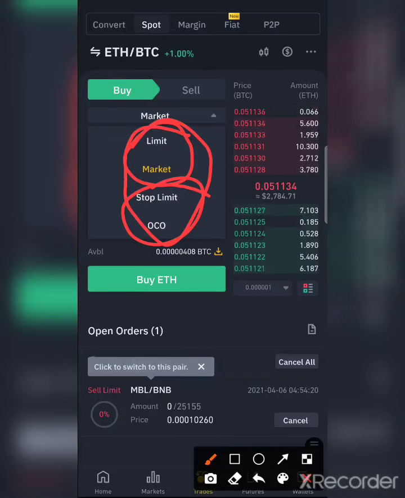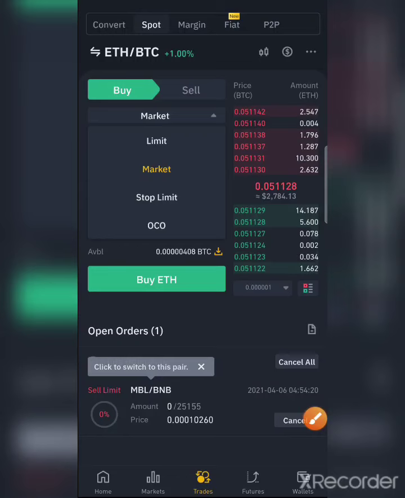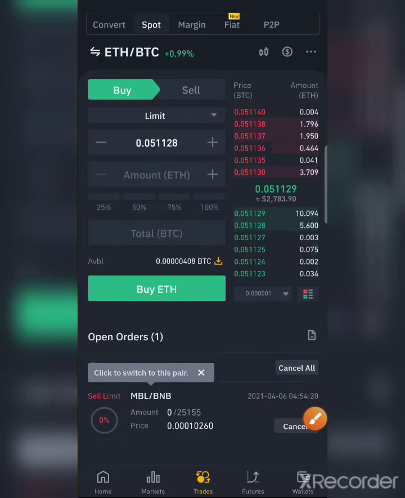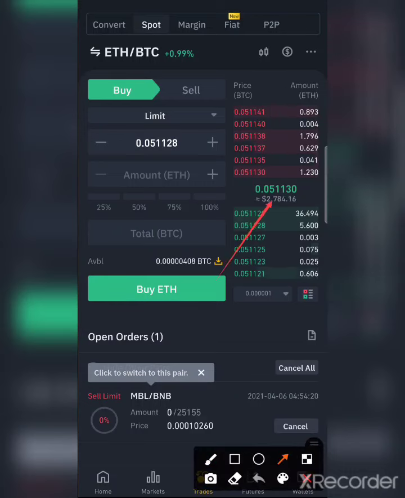I don't see the use of why we should be wasting our MB for now. So let's proceed. Now if you come here, this is limit order. If you want to use a limit order, it means that you don't want to buy at the current market price. Ethereum is $2,783 something dollars. That's the current price of it.